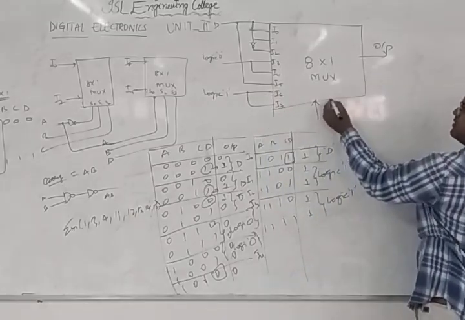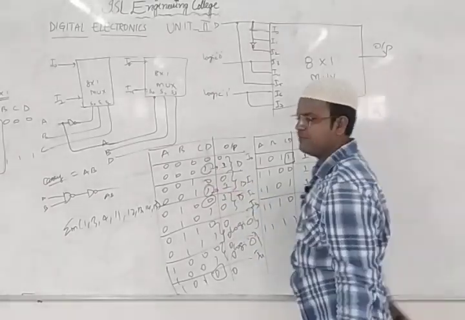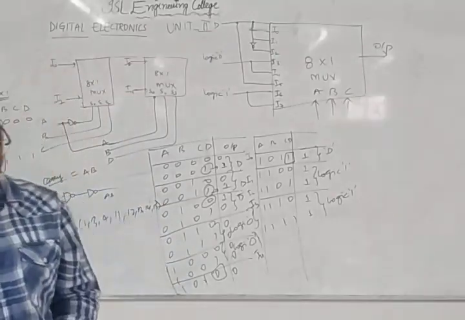They are 3 select inputs. What are the select inputs? A, B, C. D is deciding. This D is considered to be the input which is going to decide. So this is the way we can do the question.